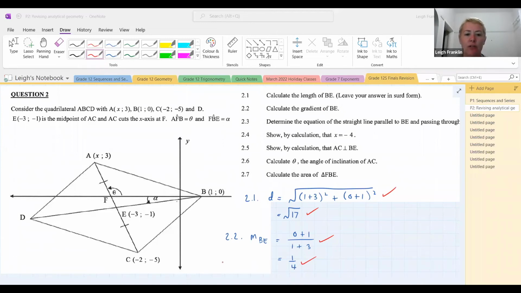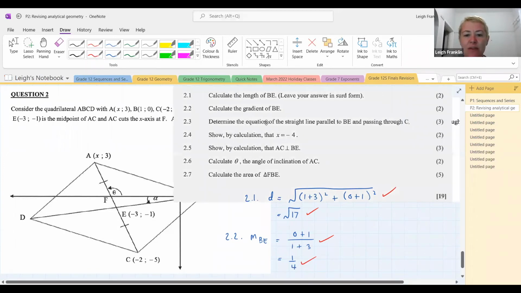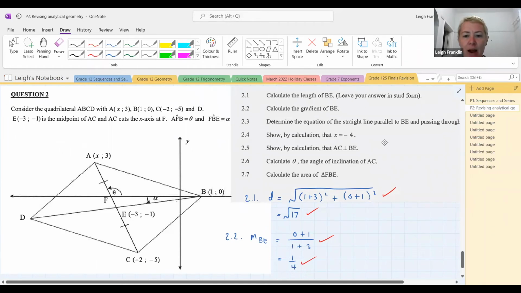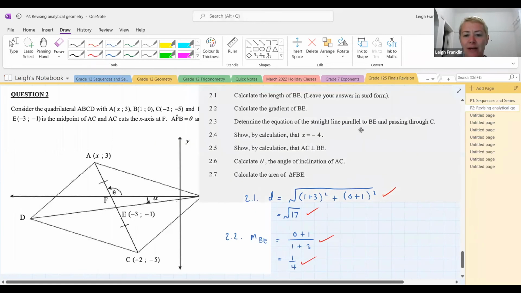All right, 2.3. Determine the equation of the straight line parallel to BE and passing through C. So this is now out of 3 marks. Determine the equation of the straight line parallel to BE and passing through C.